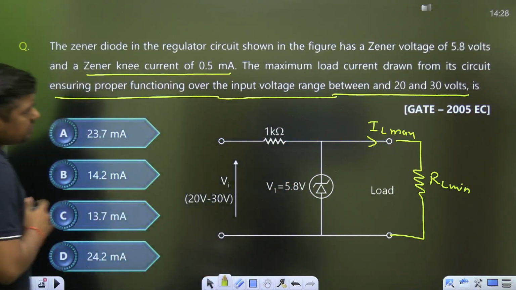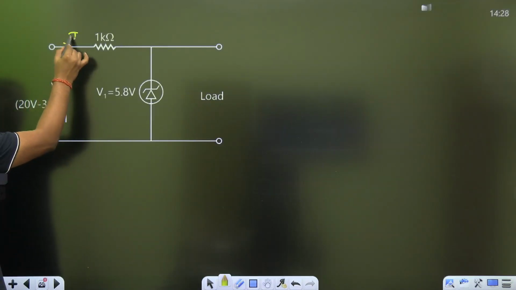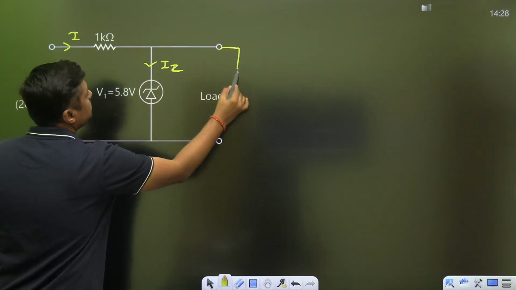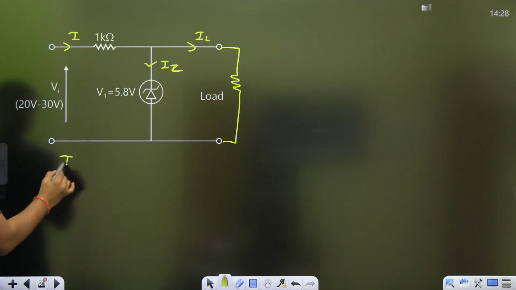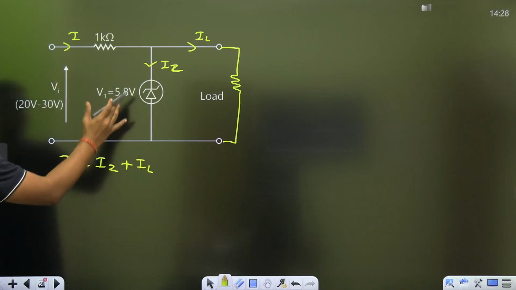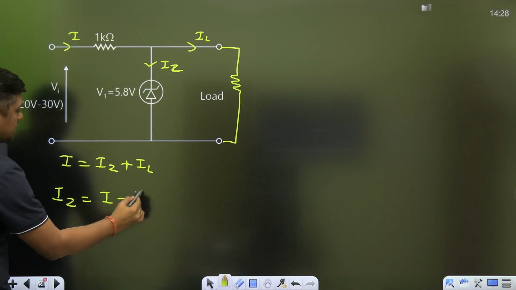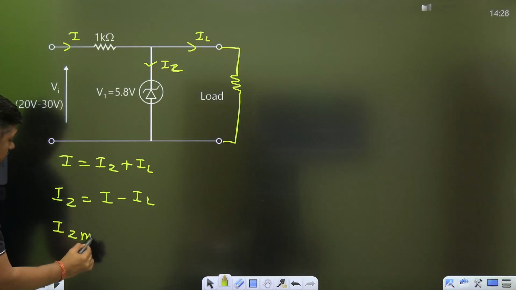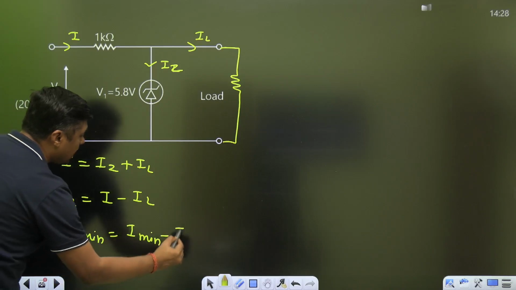Then always remember, to solve this type of questions, always use this formula. I is equal to what? IZ plus IL. Then I is equal to IZ plus IL. Zener diode should remain in breakdown region for satisfactory operation. That's why IZ is equal to I minus IL. So what is the IZ minimum? IZ minimum is I minimum minus IL maximum.